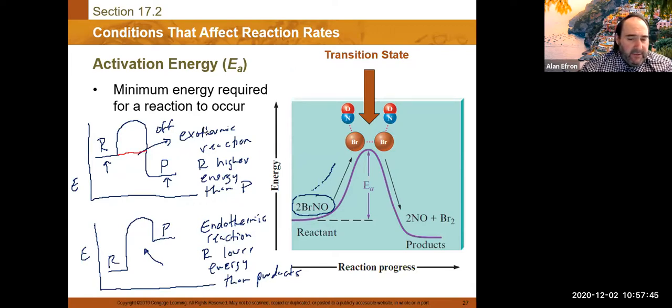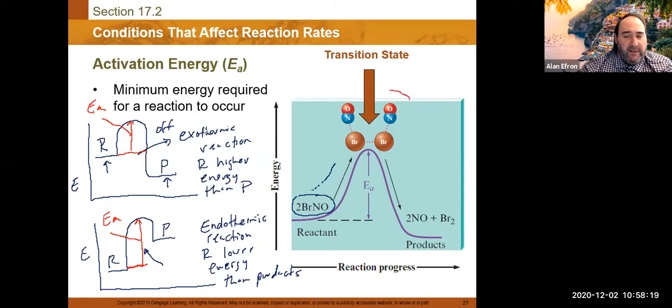Now, if we look at our exothermic reaction, this right here is our activation energy. And for our endothermic reaction, this right here would be our activation energy. We can see that in an exothermic reaction, the hill is usually a lot smaller than in an endothermic reaction. That makes sense. In an endothermic reaction, energy has to be put in to help everybody up and over the hill to get to the other side. Exothermic, you have excess energy, so it's not as big of a hill to climb to get to the other side.